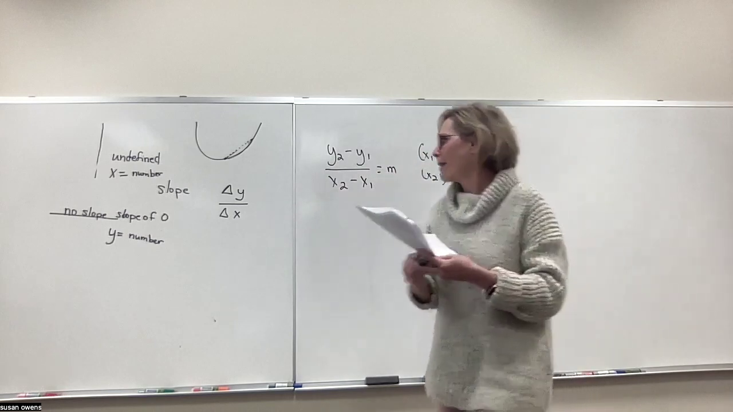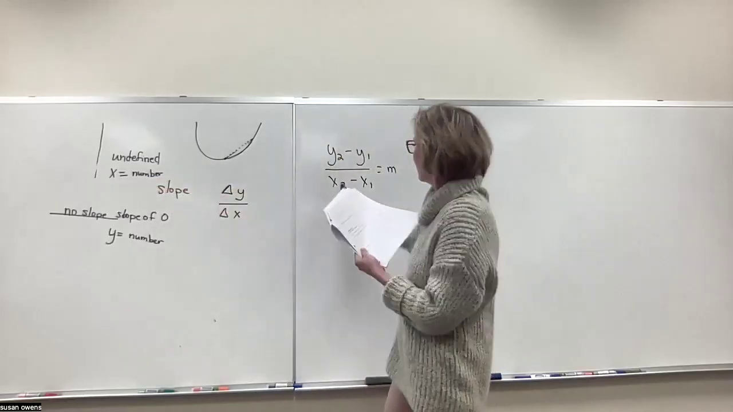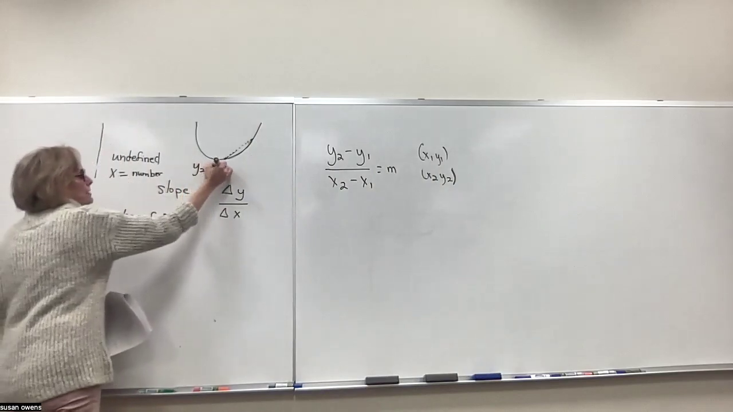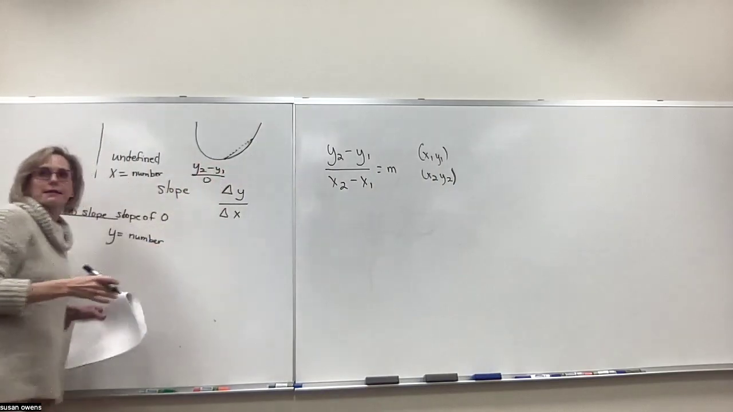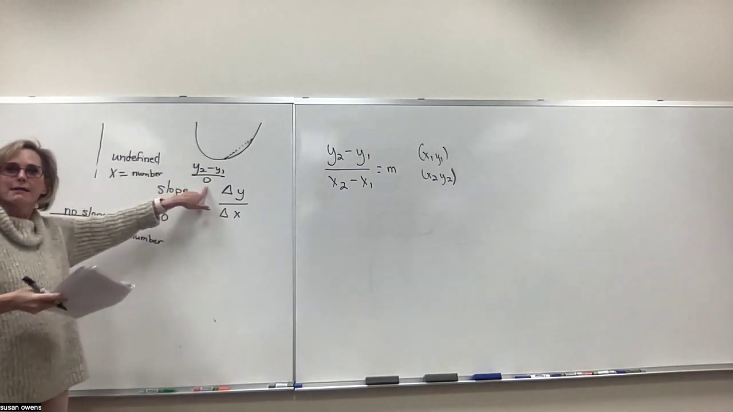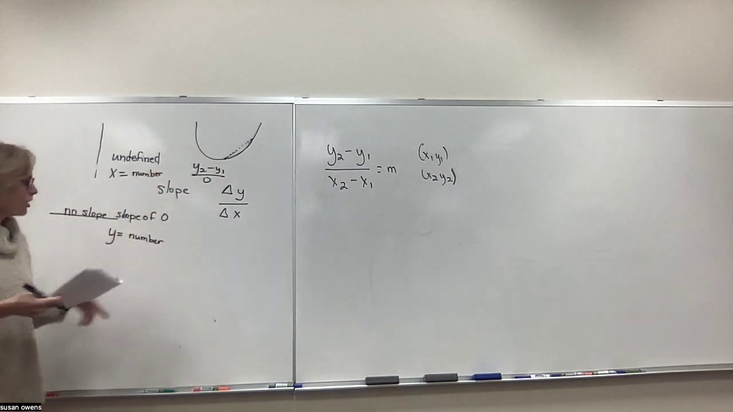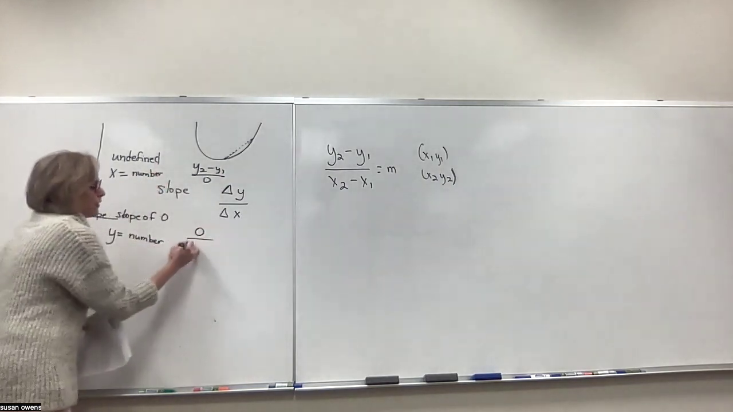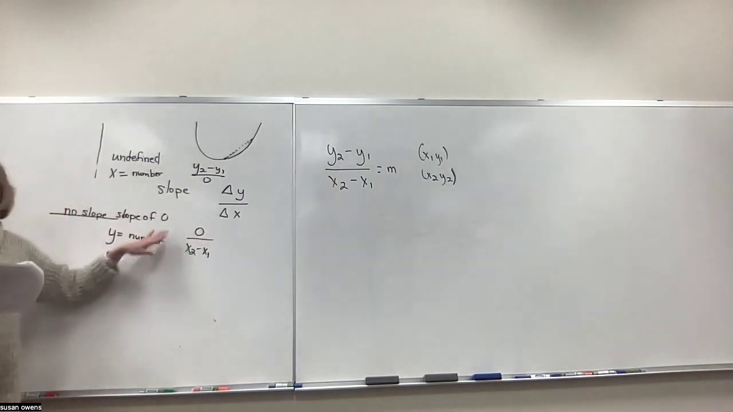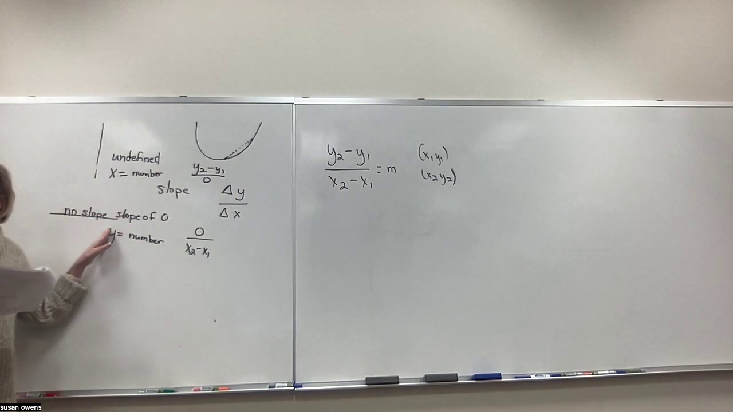So what happens when we have this undefined slope is that when we do this math, we get y2 minus y1 over 0 because the x value was the same. We can't divide by 0, and that's what makes it undefined. Here, we get 0 over x2 minus x1. Anytime there's a 0 in the numerator, that's 0, and that's why the slope is 0.